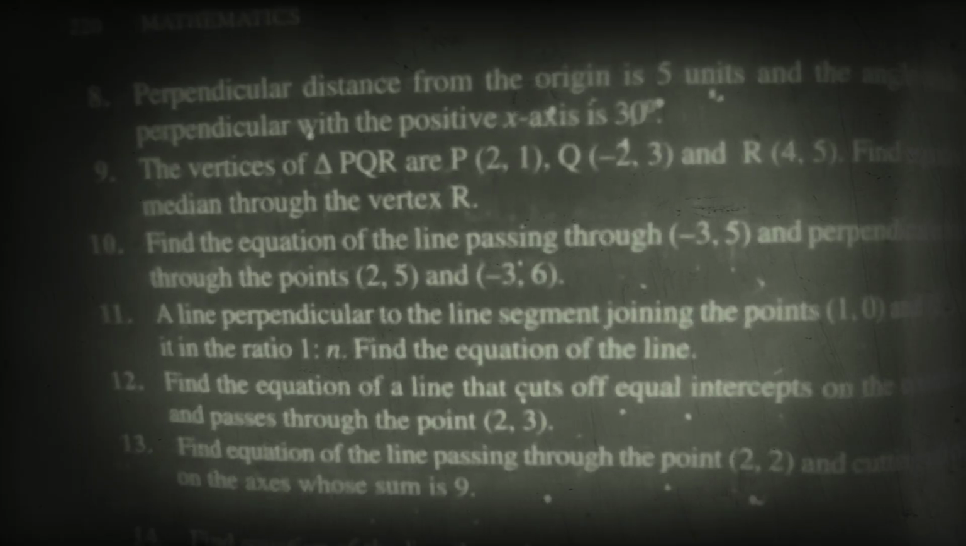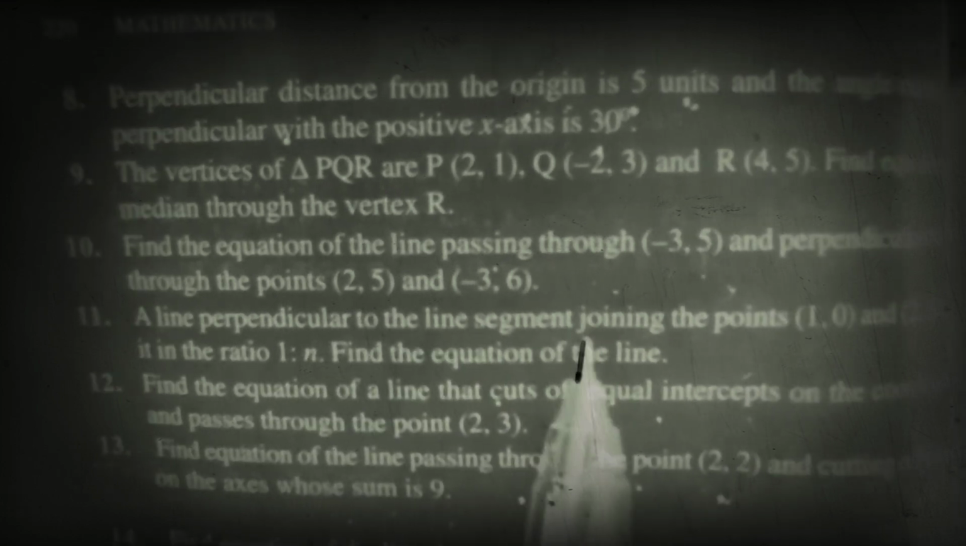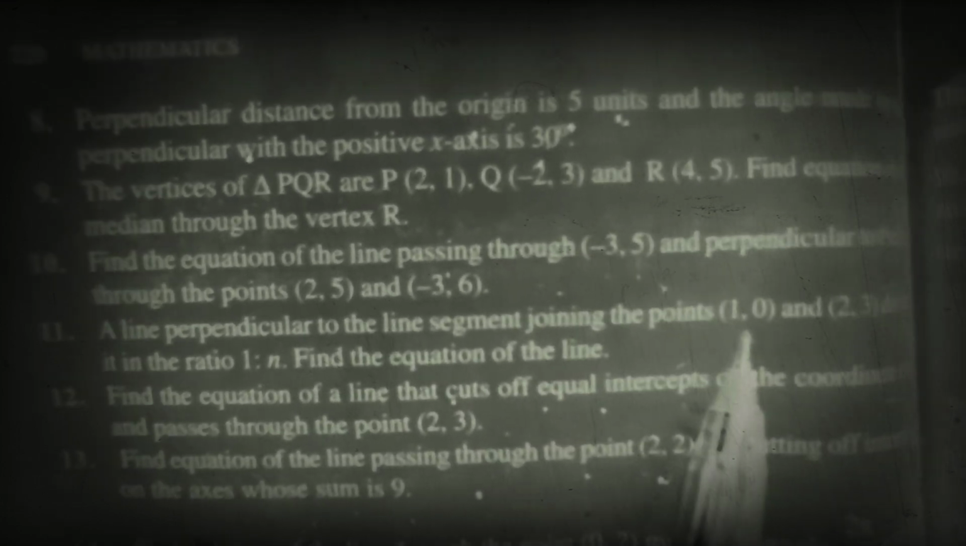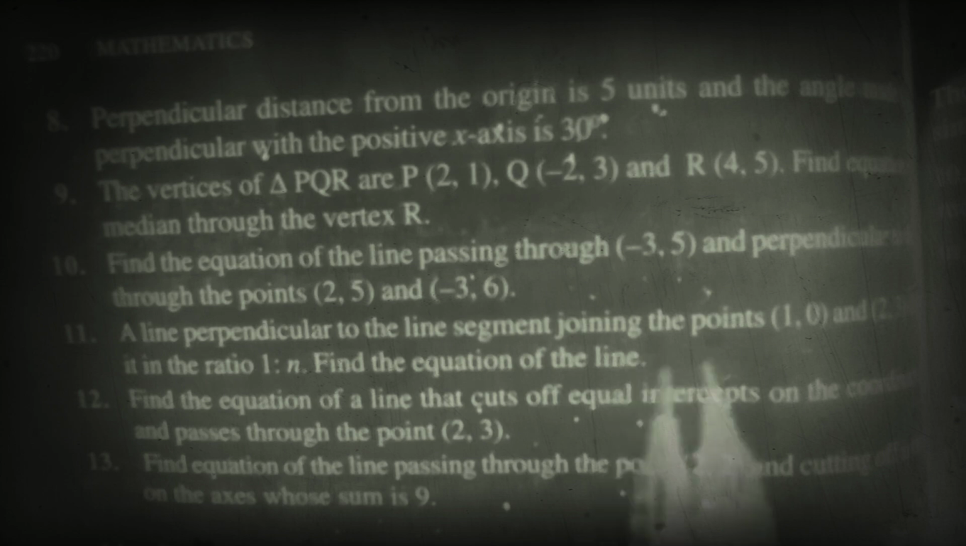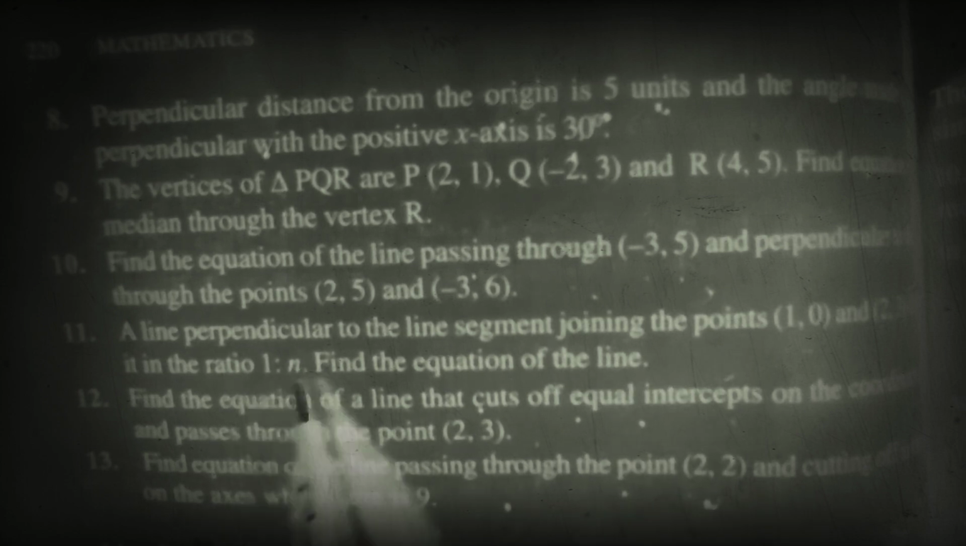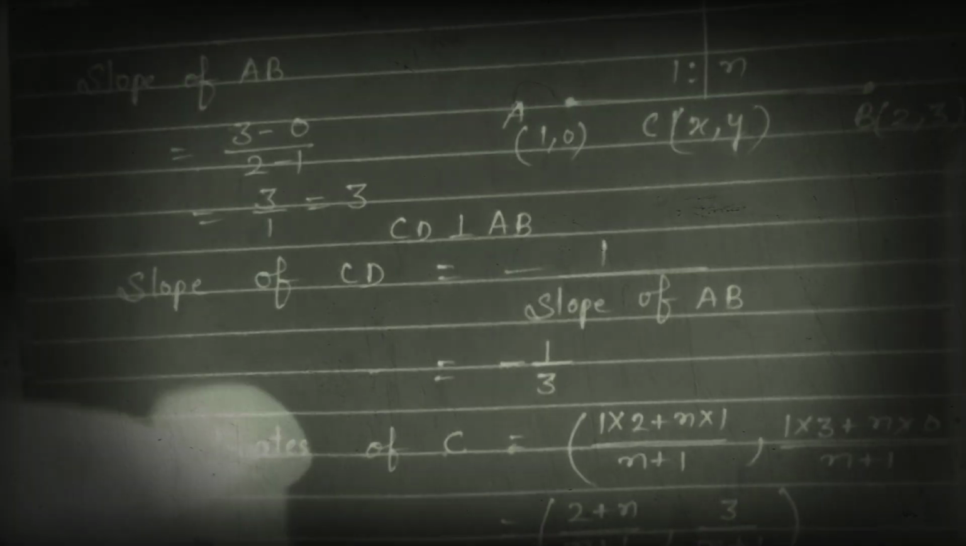Now come to question number 11. A line perpendicular to the line segment joining the points 1, 0 and 2, 3 divides it in the ratio 1:n. Find the equation of line. Here ratio is given, we have to find out equation of line. So look at this part.